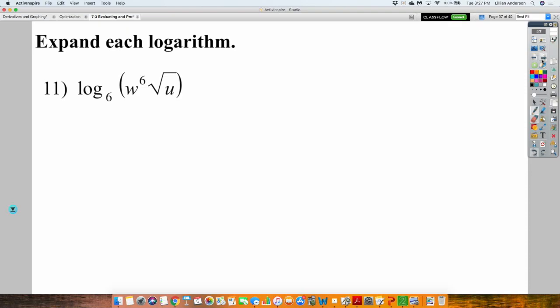So here we're going to expand each logarithm. Remember, when you're expanding, you're taking your multiplications, your divisions, your exponents away, and you're going to have addition symbols, subtraction symbols, and numbers in front of your log. So because this w to the 6th power and the square root of u are connected by multiplication, you are going to rewrite that multiplication and use addition. So this becomes log base 6 of w to the 6th plus log base 6 square root of u.